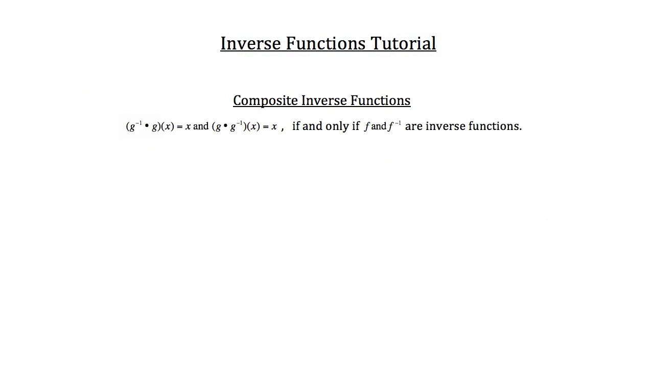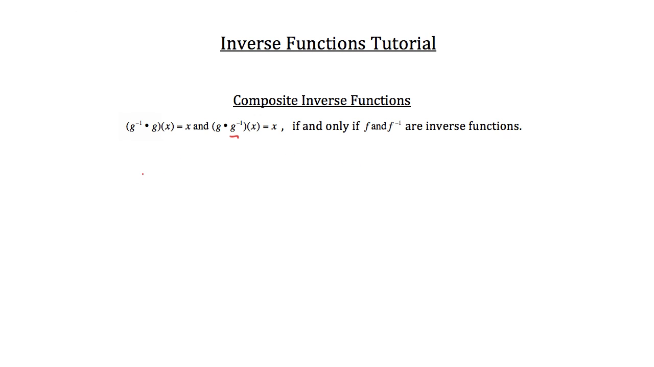Composite inverse functions. There's a general formula for composite inverse functions, and that is the inverse of f of f of x is equal to x, and vice versa, f of the inverse of f of x is equal to x, if and only if f and f to the negative 1 are inverse functions.